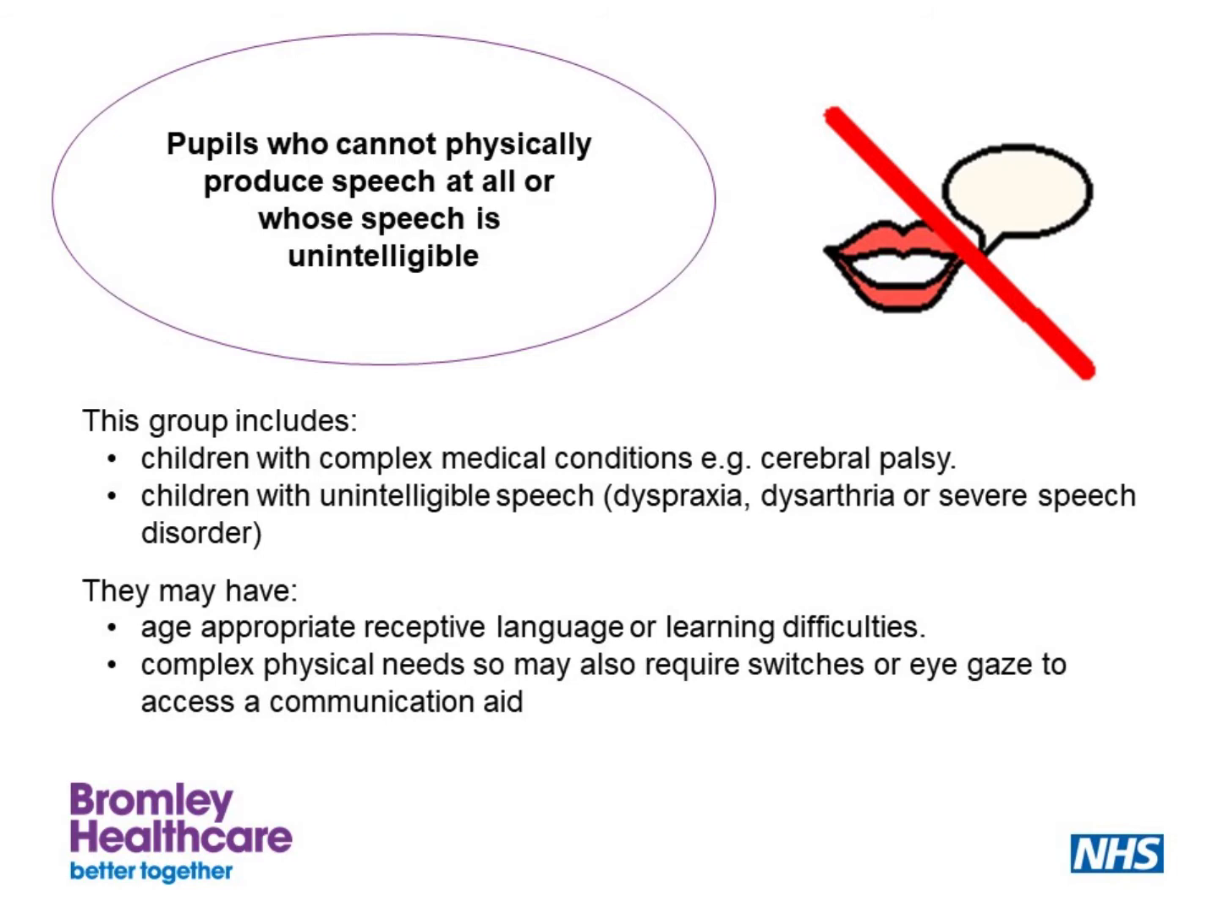So either they are not able to produce speech, or if they do speak, their speech might be slurred or difficult to understand. This group includes children with complex medical conditions such as cerebral palsy and other physical disabilities. Also, it includes children with unintelligible speech, which may be as a result of something called dyspraxia, or from dysarthria, which is where there is difficulty controlling the muscles, or it may be due to a severe speech disorder.